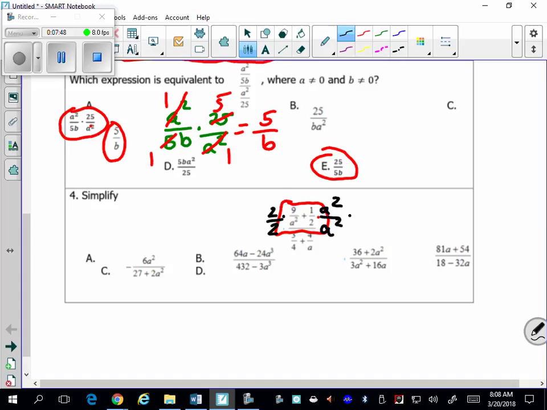2 times 9 is 18. Plus 1 times a squared is a squared. And since we have like denominators, we can join it as one fraction, so 2a squared. Don't think about simplifying this. Don't simplify. 18 plus a squared is one binomial, so binomials only simplify with binomials. Monomials only simplify with monomials. They don't simplify together. So that's our numerator.